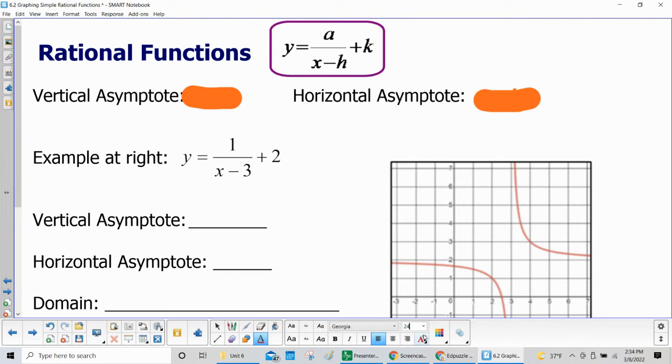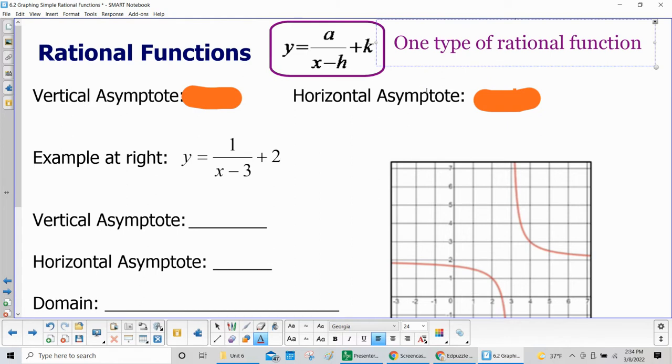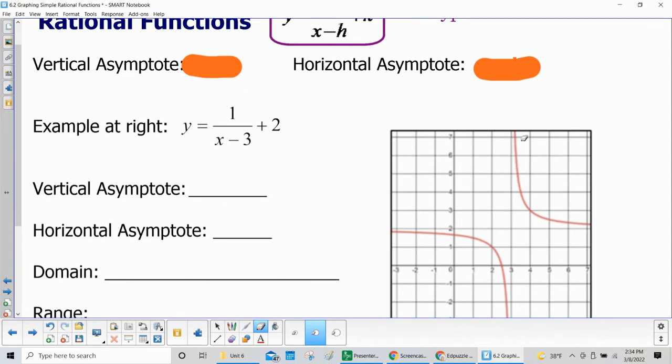And I'm going to put this in. So this is one type of rational function. There are many types; there's another type that we're going to look at later, but this is just one of the types. In this type of rational function, we have two things that are called asymptotes. They are basically going to keep us from connecting these two branches together. An asymptote kind of defends this and makes them curve in one way or the other.